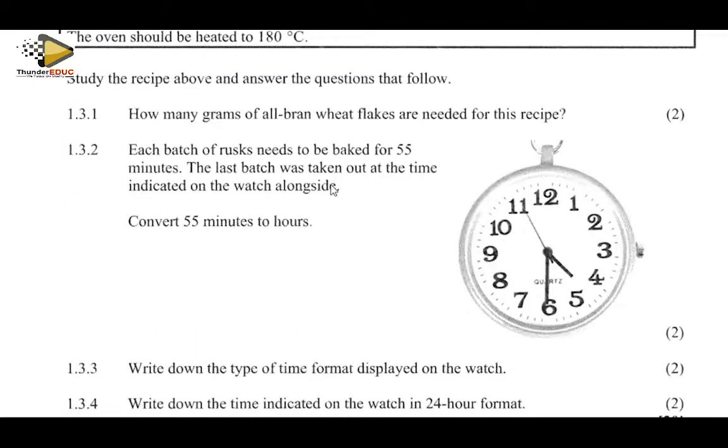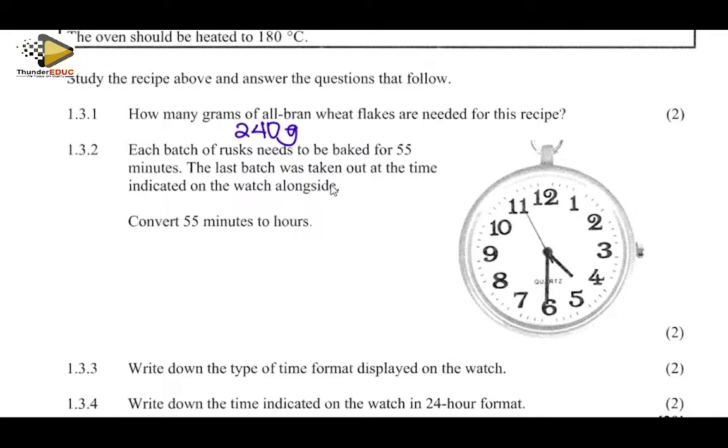So this becomes 240 grams. Each batch of rusk needs to be baked for 55 minutes. The last batch was taken out of the oven at the time indicated on the watch alongside.